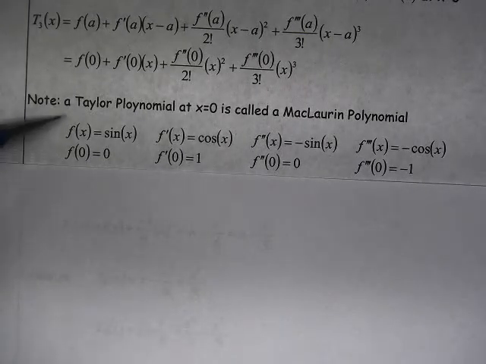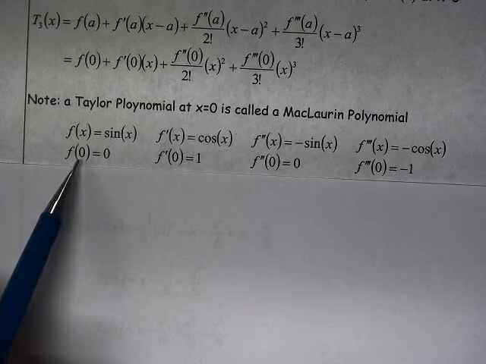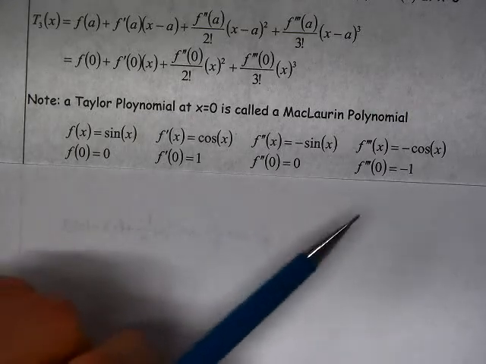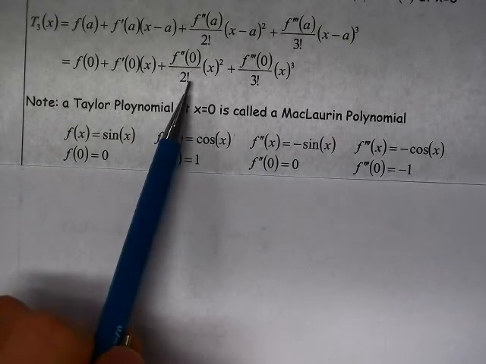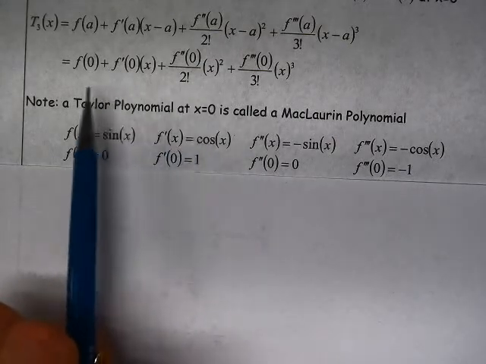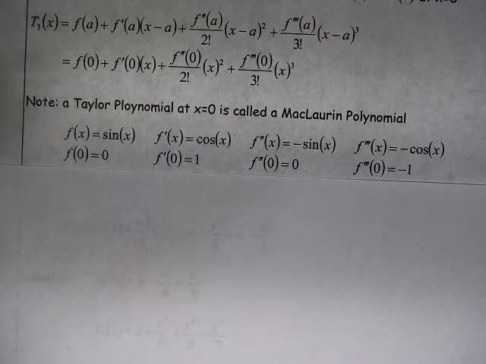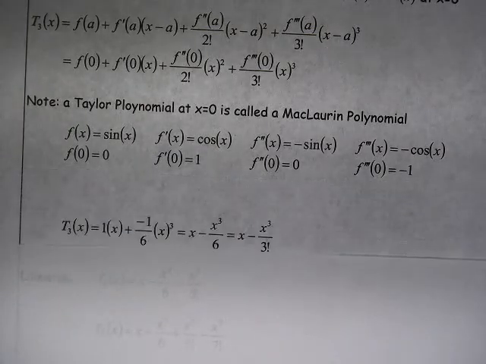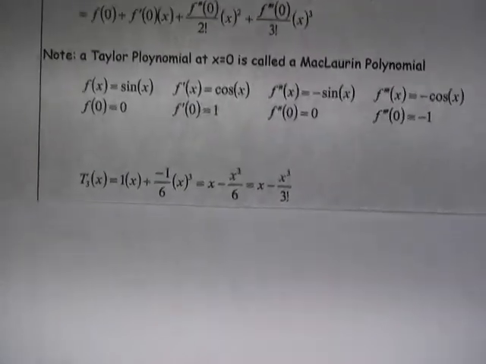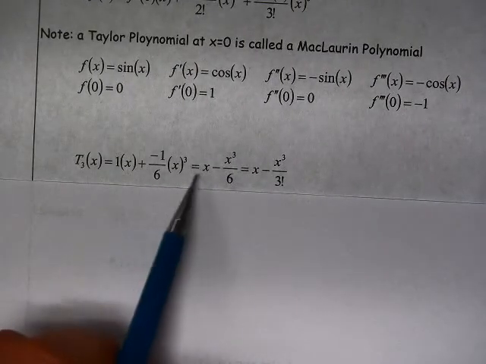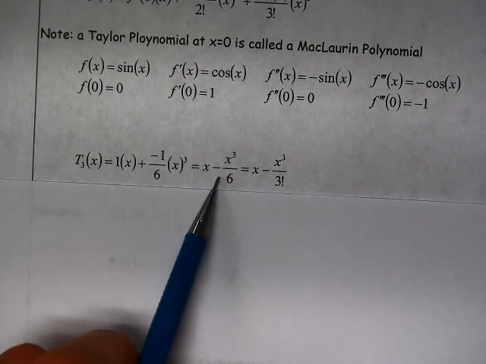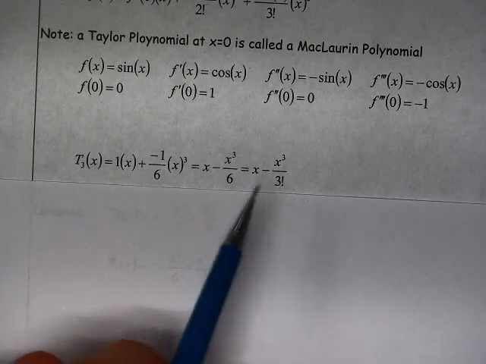So I want to lay this out beforehand. I have f of 0, f prime of 0, f double prime of 0, f triple prime of 0. I can then plug those into the form of the third degree Taylor polynomial, the Maclaurin polynomial. I plug those in, clean those up, and then I can write it with the factorial.